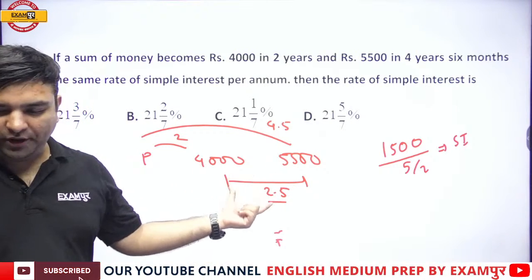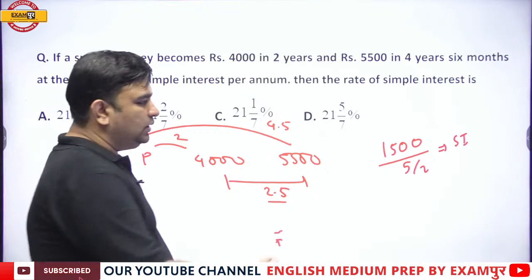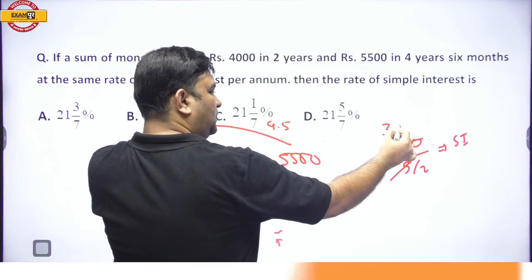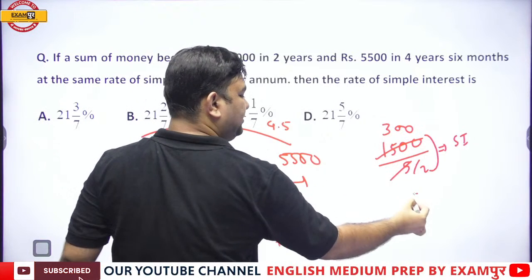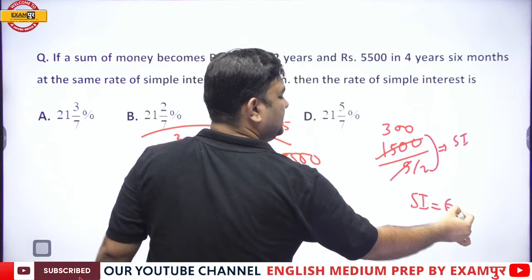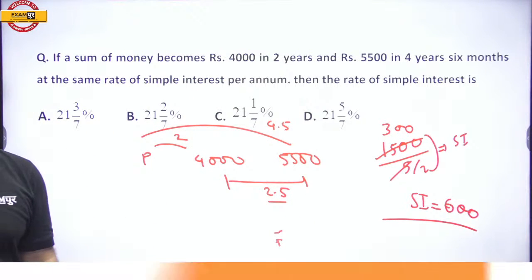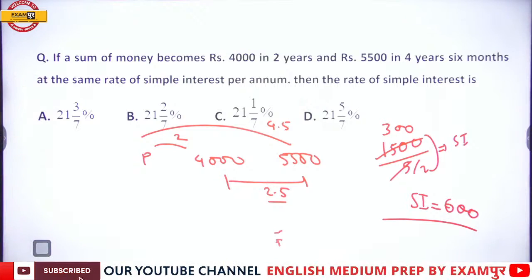$1,500 interest in 2.5 years. 2.5 is 5 by 2. So when you simplify it, it will become 600 per year. Simple interest is 600 per year.